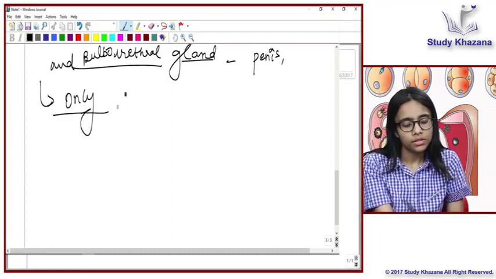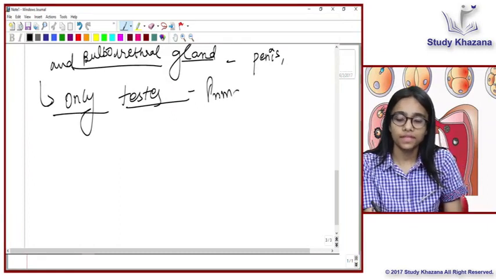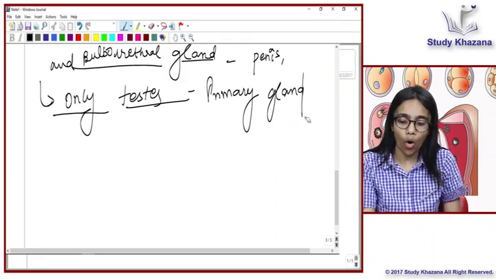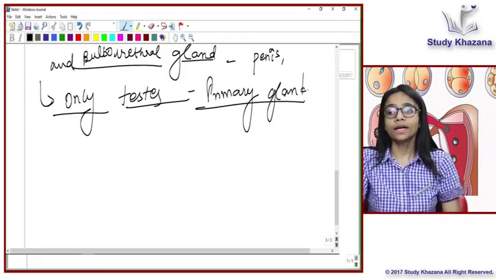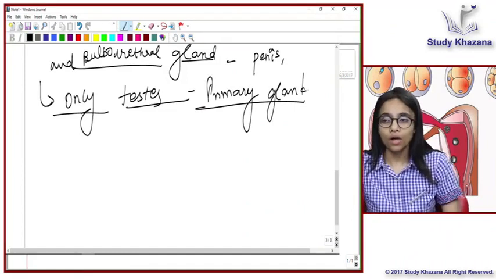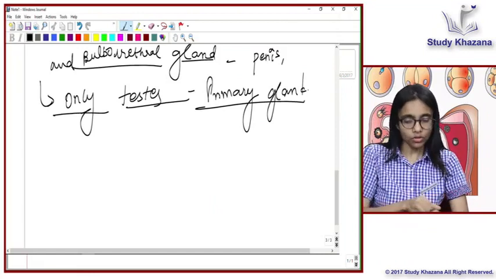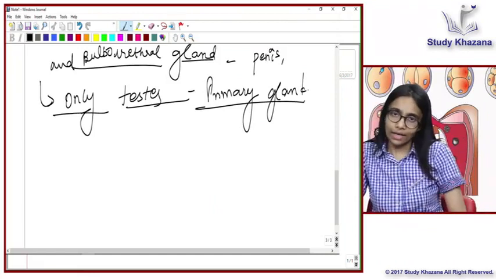Only the testis is the primary sex organ. So you have to learn, you have to mug up all the secondary sex organs, right? You have to read and memorize all the sex organs of the male reproductive system well.